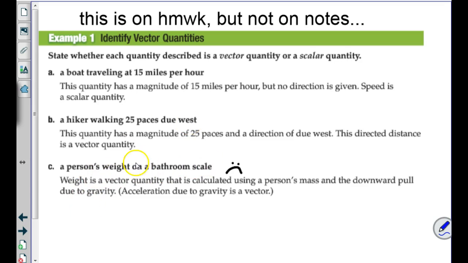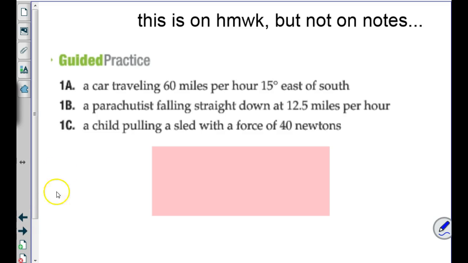A person's weight on a bathroom scale. I would have said no, probably. I would have said that it's just a scalar. But anytime you weigh something, you're weighing the direction against gravity. So weight is a vector quantity, as it is calculated pulling down due to gravity. Okay? I'm not going to ask you that on a quiz, so don't freak out.